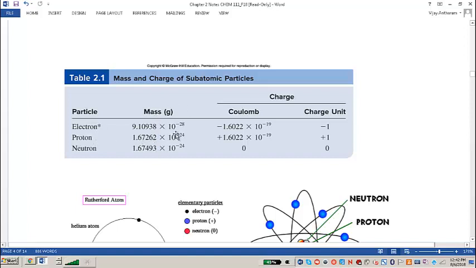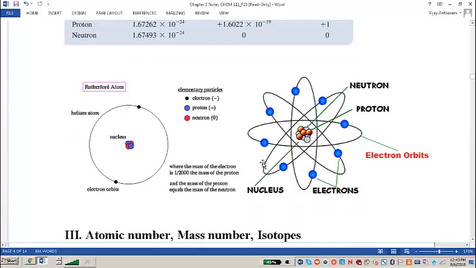Notice the masses are very small: 10 to the minus 28 grams for the electron, 10 to the minus 24 grams for the proton, and 10 to the minus 24 grams for the neutron, essentially infinitesimal mass. Neutrons are neutral in charge, so that's worth mentioning. So minus 1 for an electron, plus 1 for a proton, and the neutron, housed within the nucleus with the proton, has no charge.